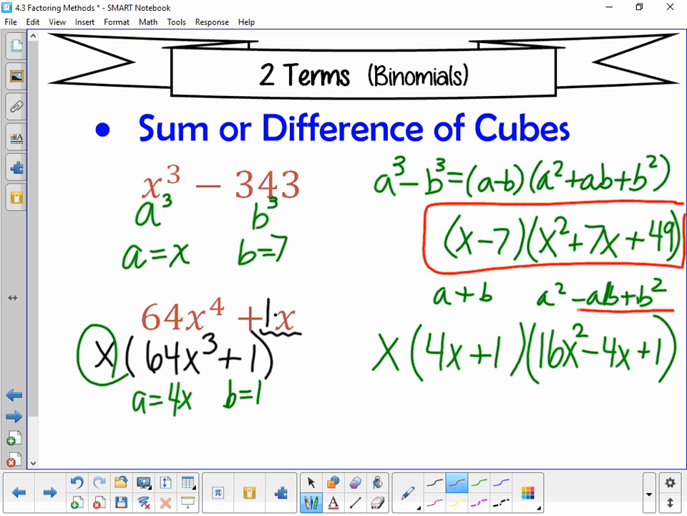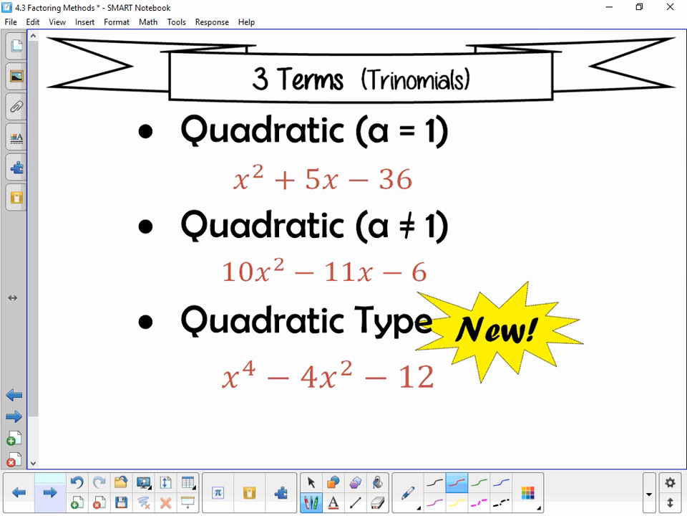So here's our complete factorization. This part of it, remember, when we use our cube pattern, is not factorable. So we can't factor it a little bit more. It's good to check sometimes.